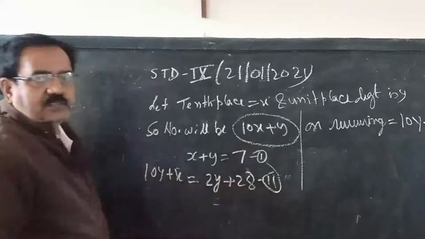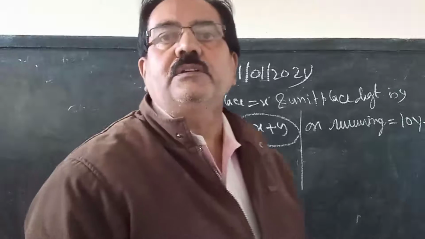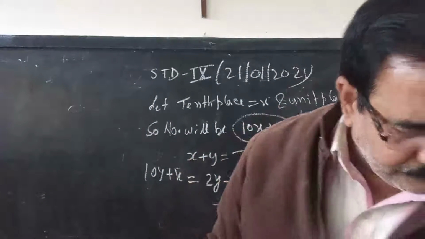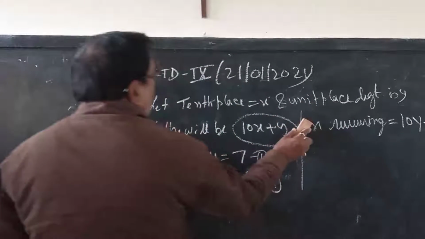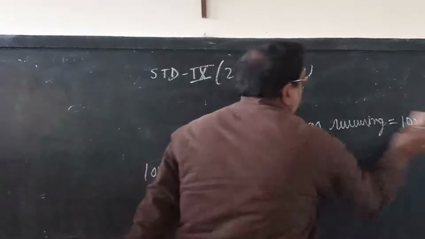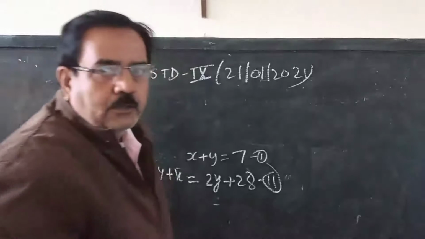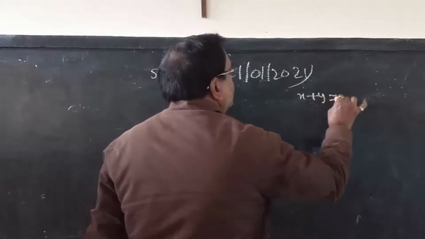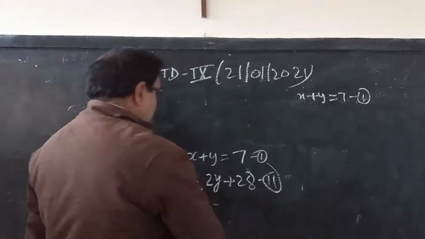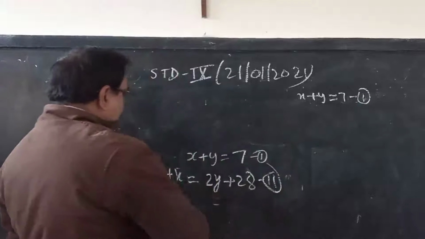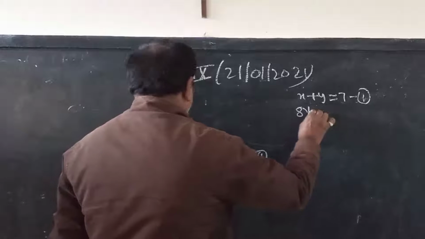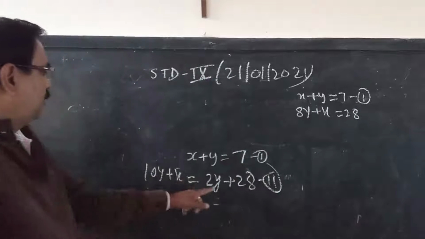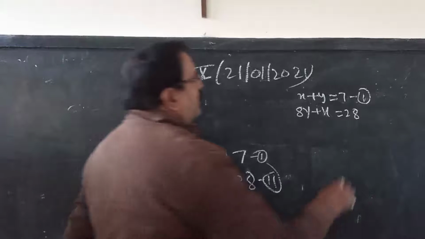This will be the second equation. Do you follow this one? This will give the second equation. Then you have to solve for the digits. Solve it simultaneously. So first equation, x plus y is equal to 7. This is first. In this one, 10y minus 2y is 8y, plus x is equal to 28.